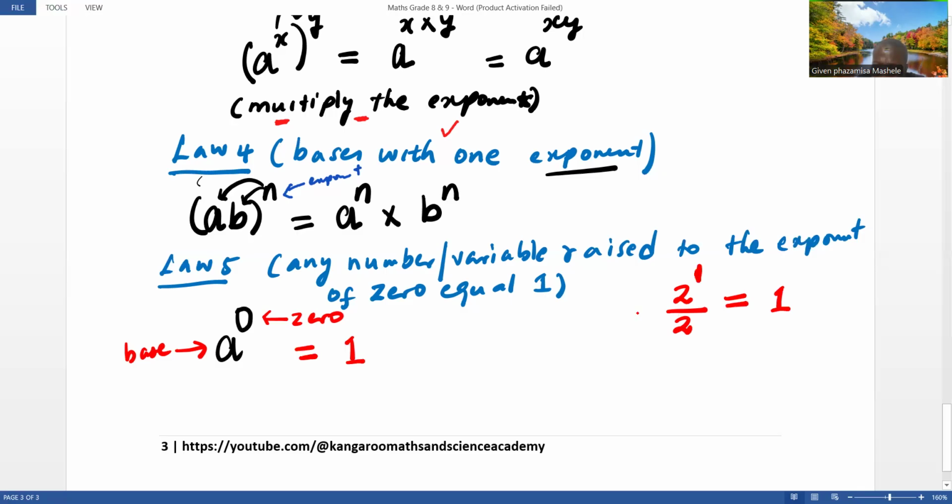You see that since there is division, you can use the division law. And what does the division law say? It says when the bases are the same for division, you take one base and you subtract. Let's subtract what we have. 1 minus 1.